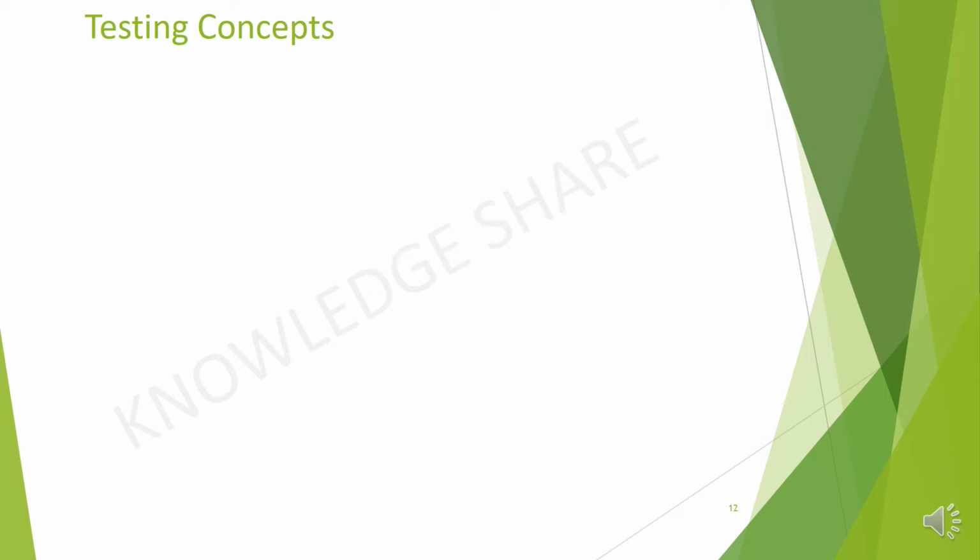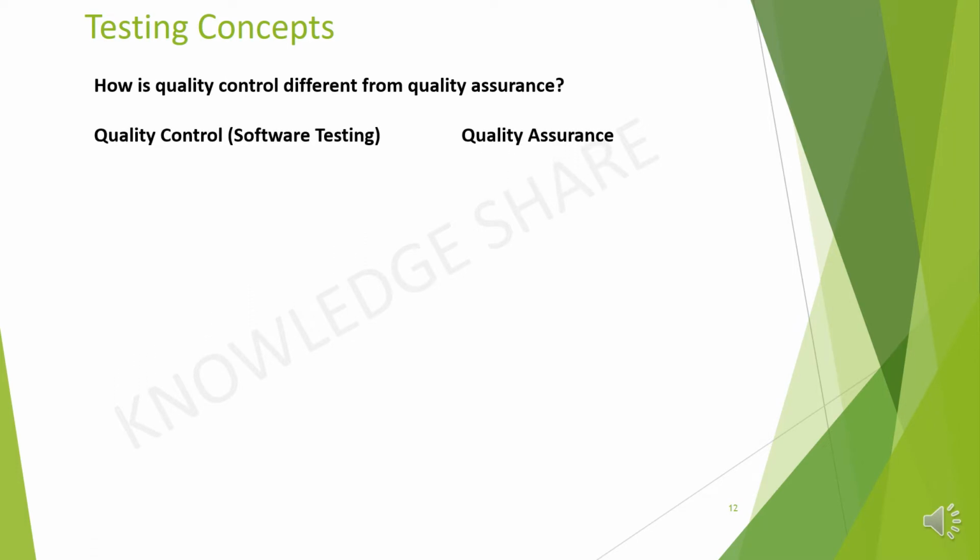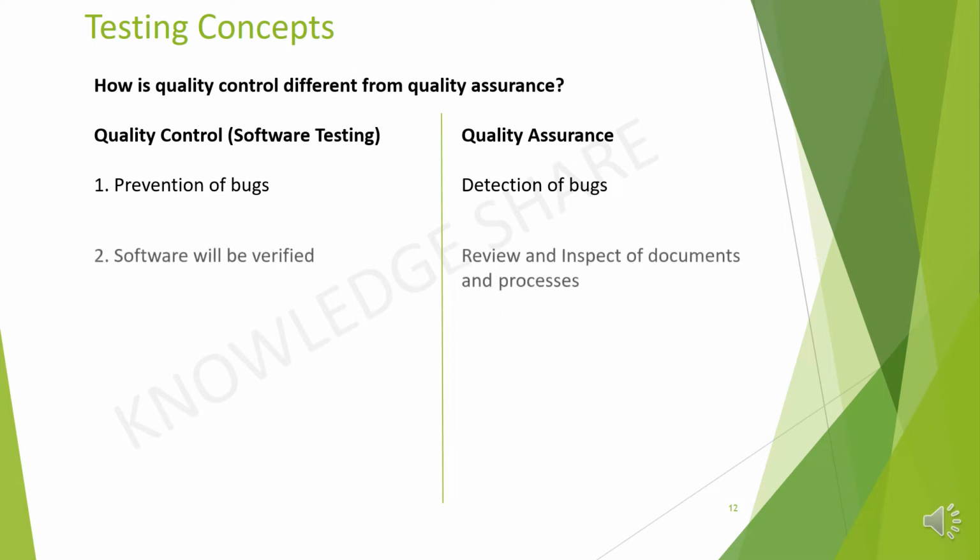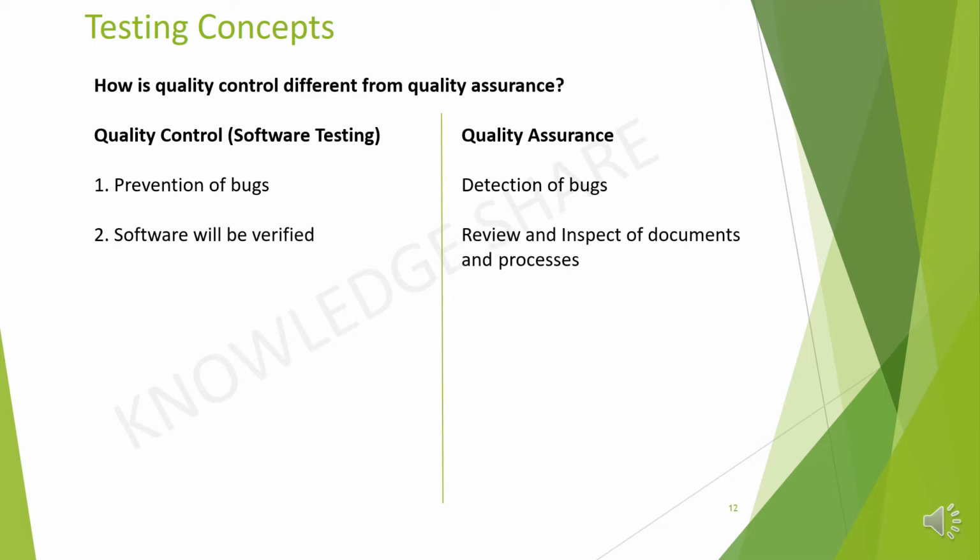Next question is the difference between quality control and quality assurance. First difference is by performing software testing, we can ensure prevention of bugs, whereas by performing quality assurance, we can ensure detection of bugs. Second difference is by performing software testing, we can ensure that the software will be verified as per the requirement document, whereas in quality assurance, we will review and inspect the documents and the processes that are followed correctly or not.